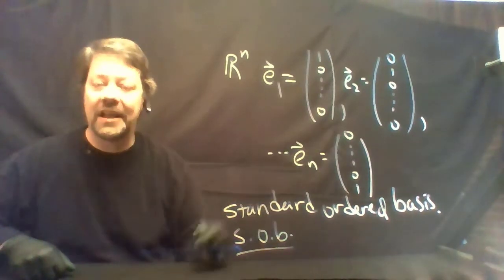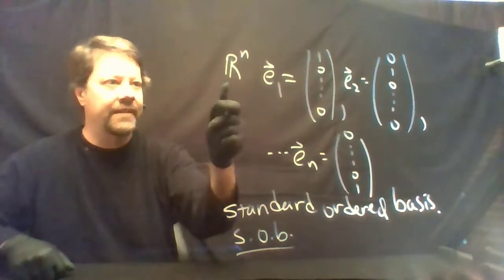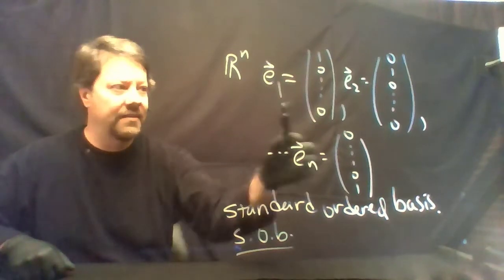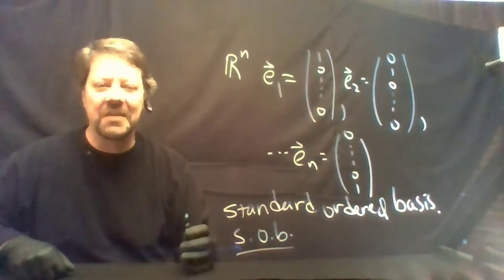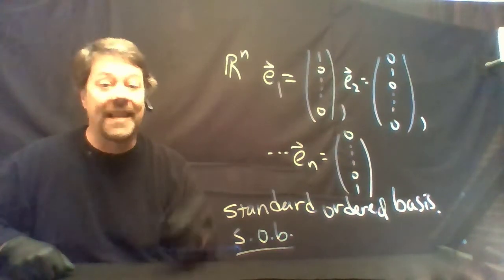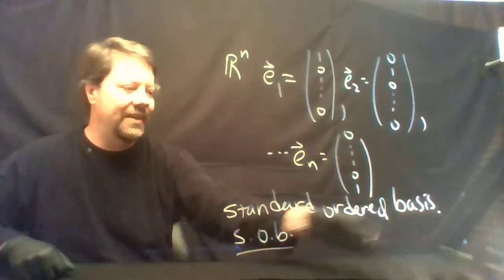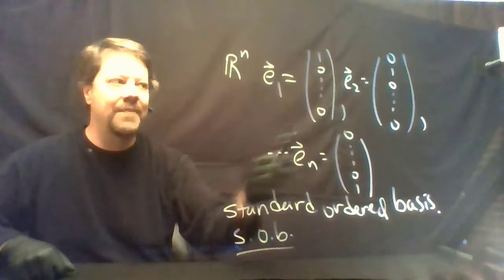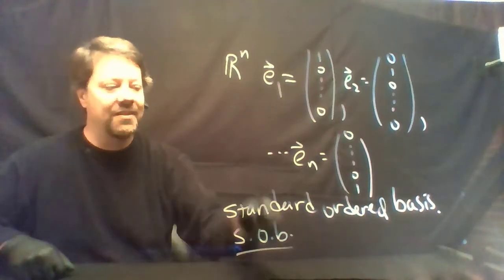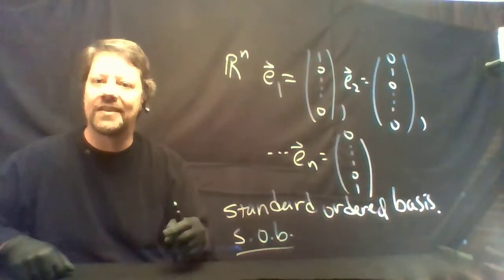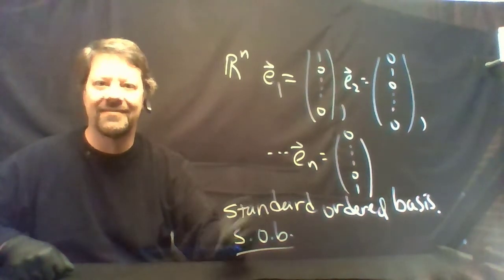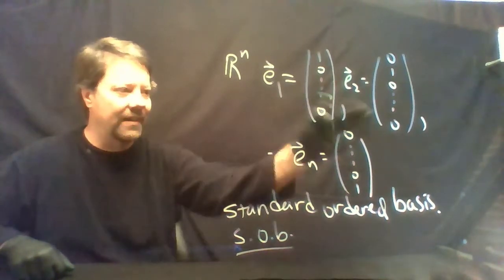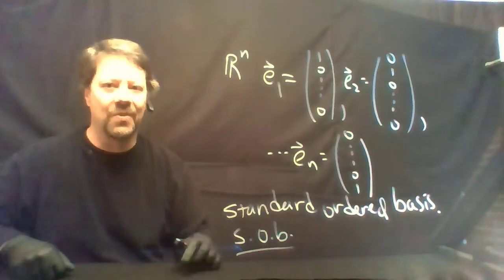It is linearly independent, and every vector in Rn can be constructed by taking a linear combination of these. It's a linearly independent spanning set. That's a basis. So it is a basis. It's the standard basis. Standard bases are selected by some arbitrary choice. It is conventional, and it's in the correct order, the standard ordered basis.